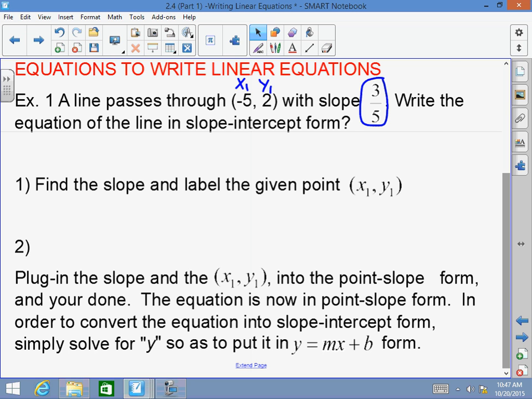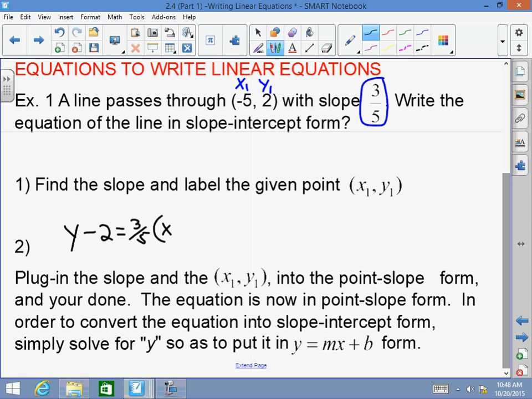Let me show you. The point-slope form is y minus y1, which is 2 in this case, equals m, which is 3/5, times x minus x1, which is -5 in this case, so x minus a -5 would be x plus 5. You're done if I asked you to leave it in point slope form. That's point slope form, you're done.